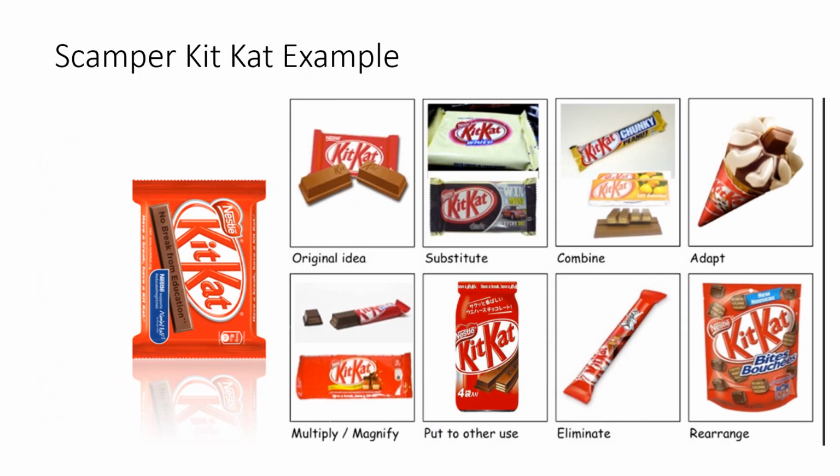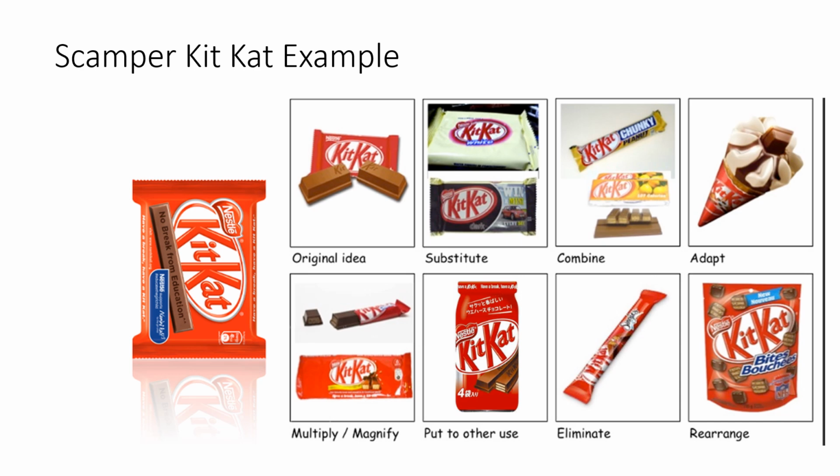So the Kit Kat example is one of my favorites, and I'm really sorry that I can't give credit to this because I'm actually not sure where it has evolved from. But it is such an amazing slide that I couldn't not put it in here. So you think about the Kit Kat and all the different ways you can play with this simple product. You substitute white chocolate for regular milk chocolate. You combine Kit Kat with peanut butter.